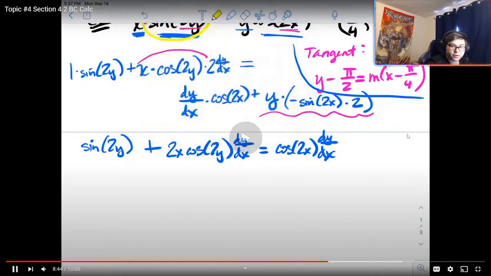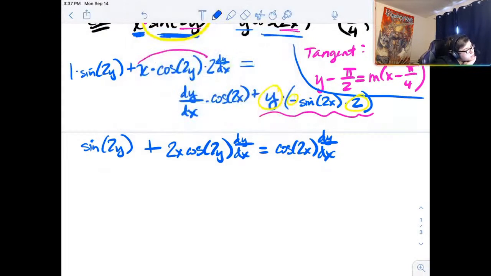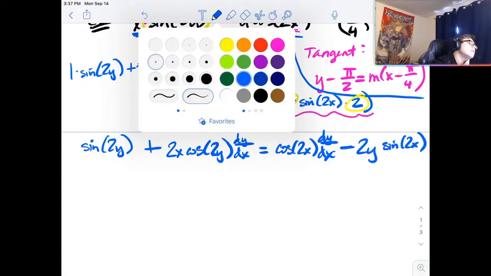That the y and the negative sign and the 2 could all be multiplied together to give a negative 2y. And then we would have the sine of 2x on the edge there, okay? Now it's time to organize our equation. So anything that has a dy dx attached to it needs to be moved to one side.